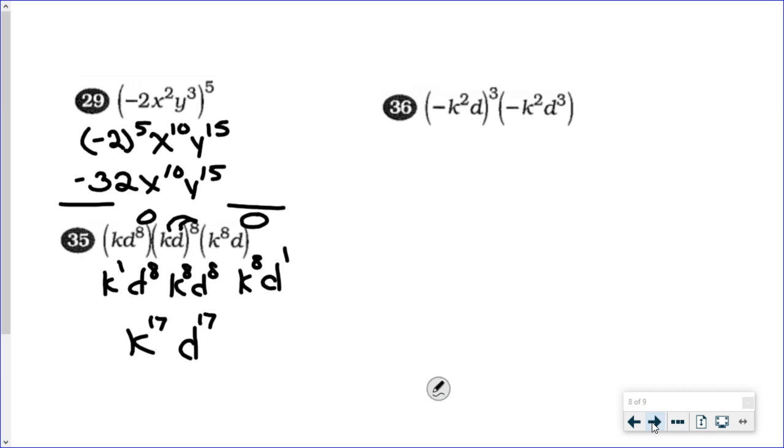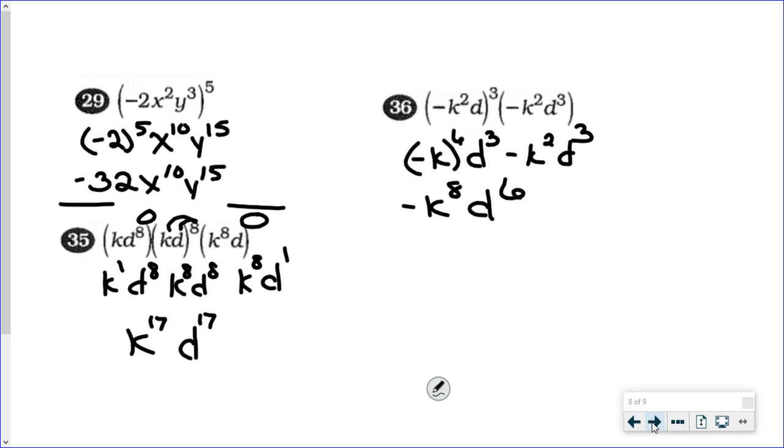Okay, now here we go. We're distributing -k to the power of 6, d to the power of 3, okay? And then we have -k squared, d to the 3rd. Okay, so that becomes -k to the 8th, d to the 6th. Are you doing that correctly?